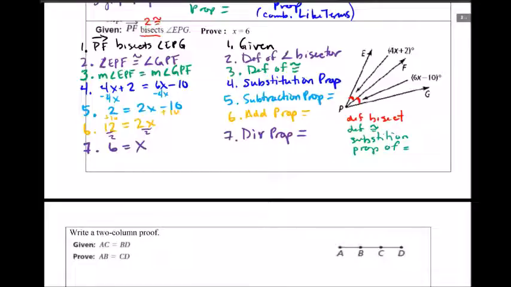If we wanted to be truly appropriate here, try this one on for size. Step 8, x equals 6. What lets me say that? That is the symmetric property of equality, right? Because I said 6 equals x, and we were asked to prove x equals 6.